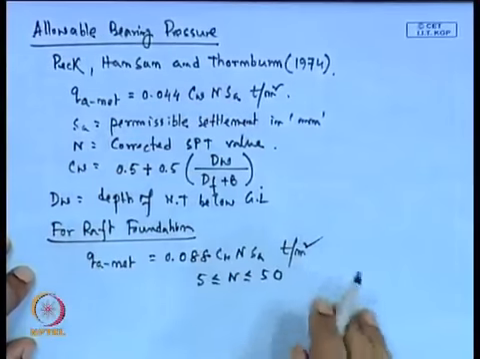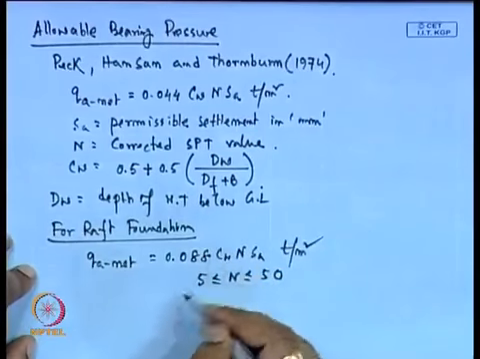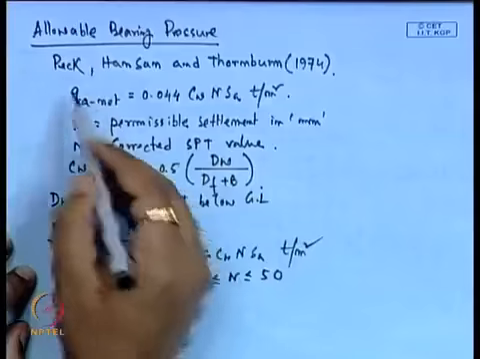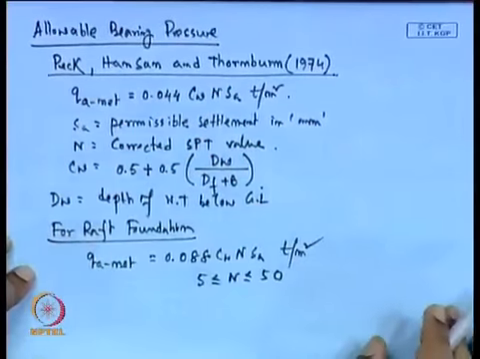So, there are other correlations also available, correlation given by Teng, correlation given by Meyerhof, correlation given by Bowles, but I will discuss only this. This is a very popular correlation that we can use, that is Peck, Hansen and Thorburn.